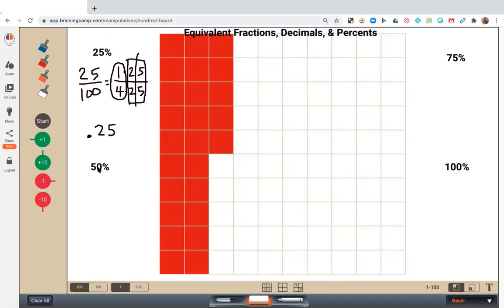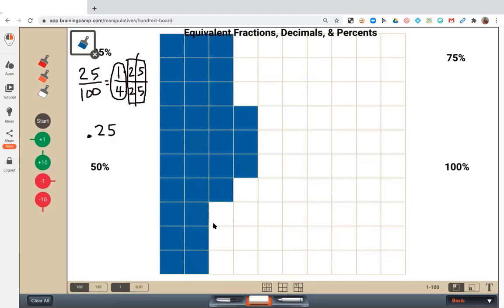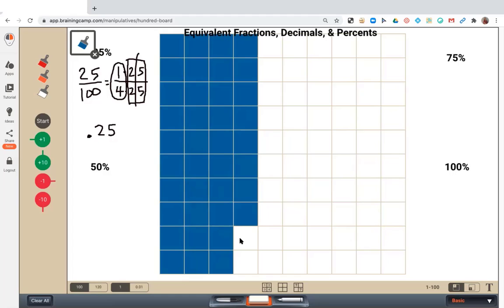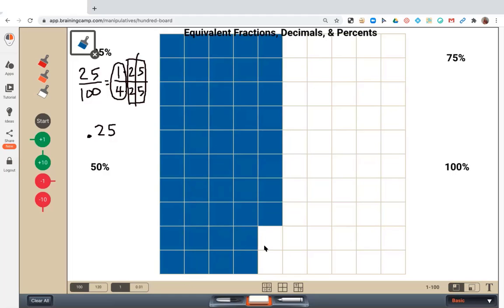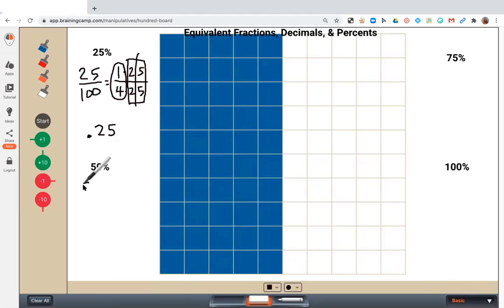Now, I could also model 50%. So I'm going to change this to blue for the 50%. 50% I know would be 5 rows of 10. Just like that. And visually, you can almost see what that fraction is going to be simplified to. If you can tell, exactly 1/2 of my 100 squares are shaded.